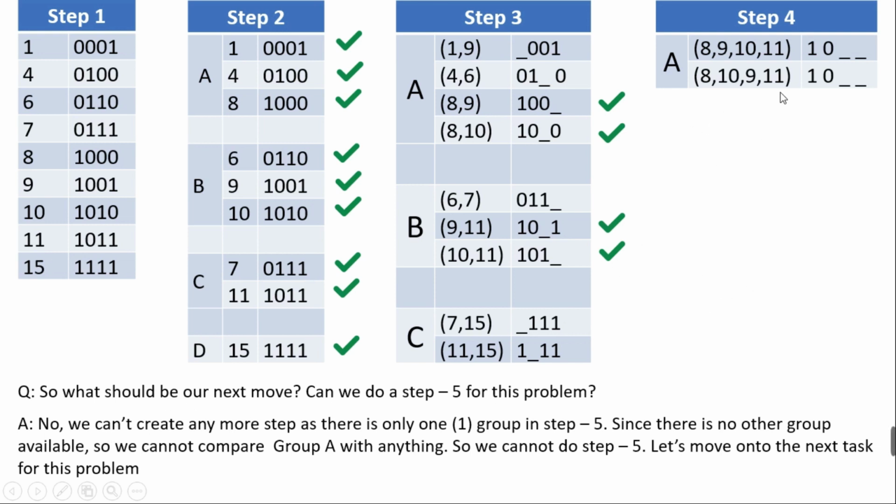That's because, as you see, in step 4 there is only one group visible over here. Only one group. So if there is only one group, then how can we compare that group with another? Remember, we actually compared group-wise. We compared A with B, A with C, B with C, C with D and so on. At step 4 there is only one group, so we definitely cannot compare it with itself. That's why we cannot compare further, and that's why there will be no step 5 for this problem.